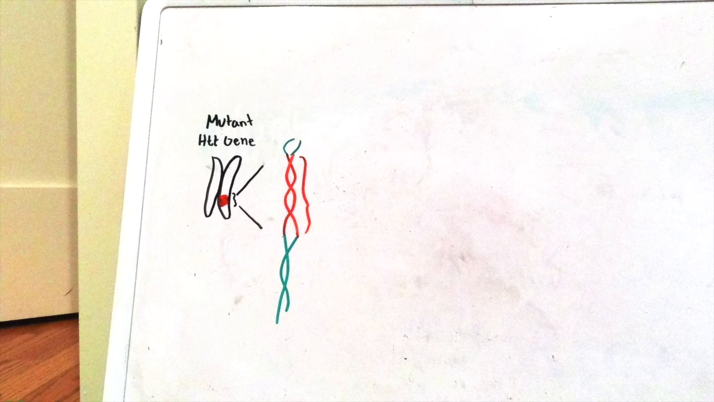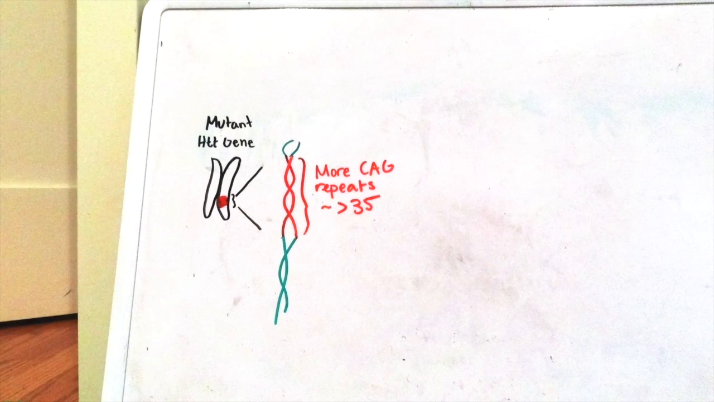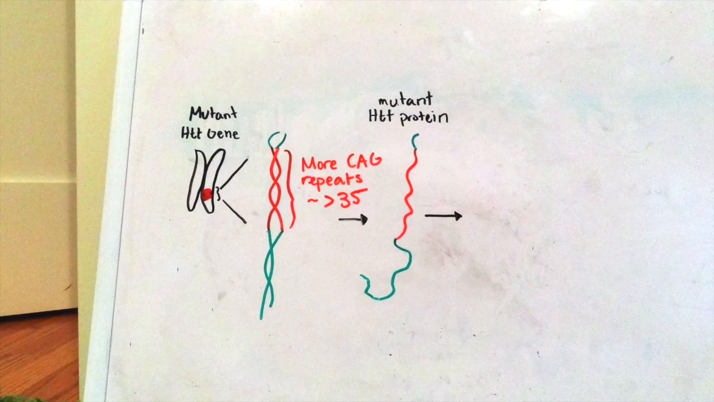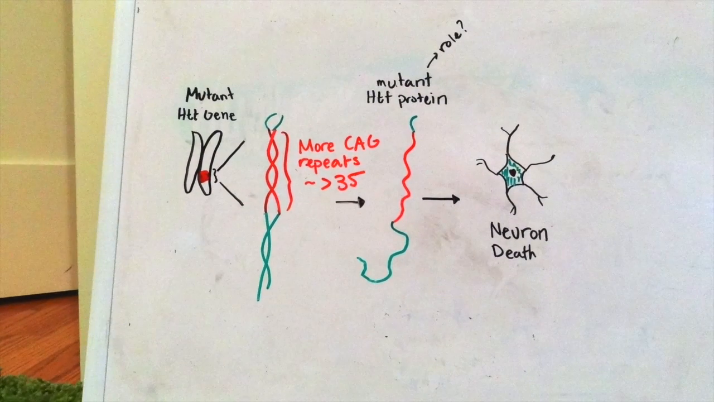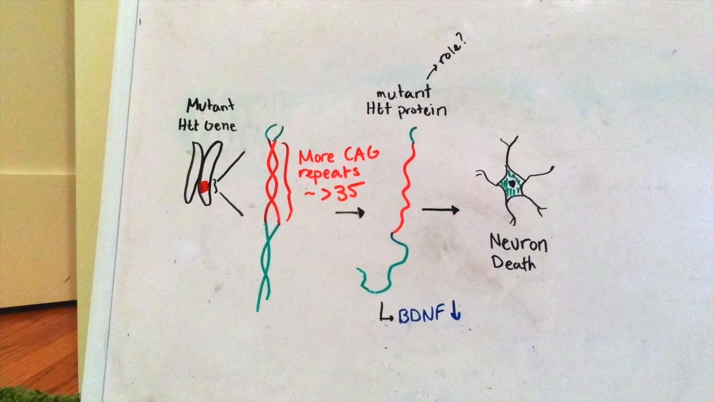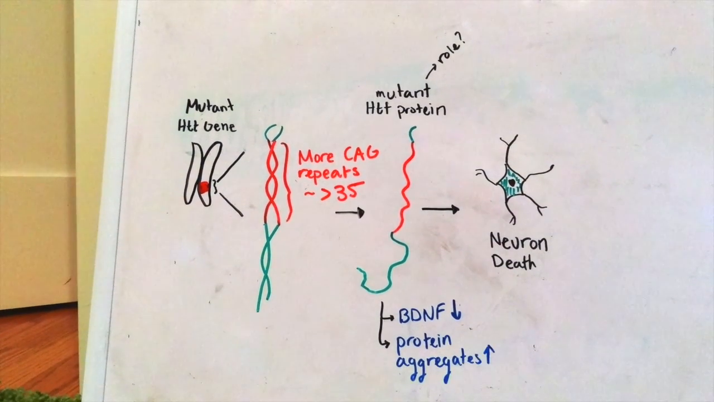What makes it different from the norm is that the CAG trinucleotide repeats are greater than 35. This in turn creates a Huntingtin protein that has the same mistake translated into its structure, which leads to neuron death. Although we don't know the specific function of this protein, we know that individuals with this altered gene have lower BDNF, or brain-derived neurotrophic factor levels, which are proteins that help with neuron growth and survival. This altered gene also leads to protein aggregates, which damage the neuron as well.